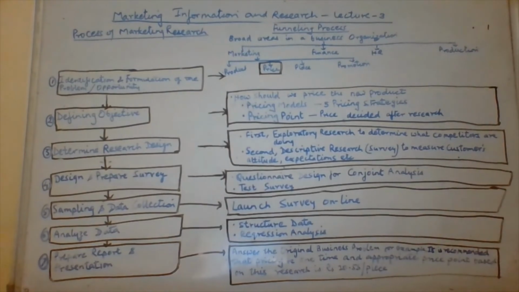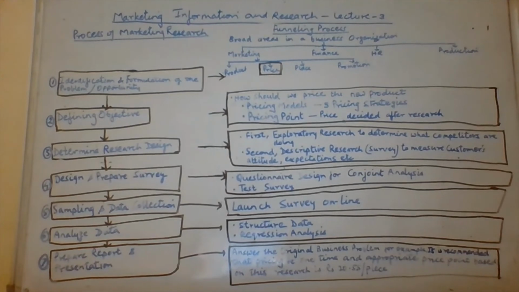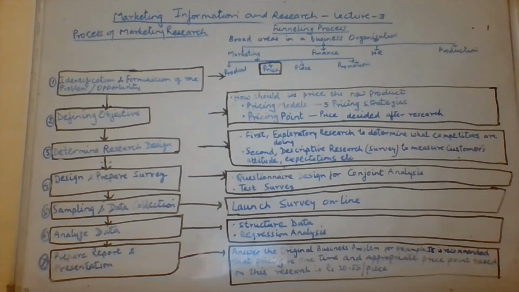So after defining the objective, the third step is to determine the research design. This is about how I go about my research. For this, you will have the primary data and the secondary data. I have put it into the simplest form. First, it is exploratory research to determine what competitors are doing. So in a sense, this is secondary data.